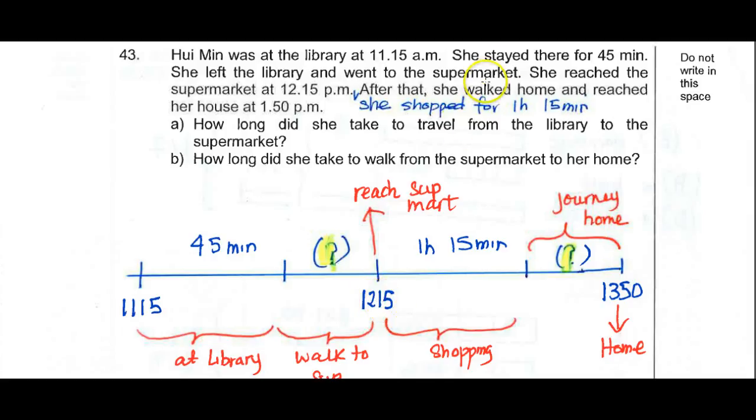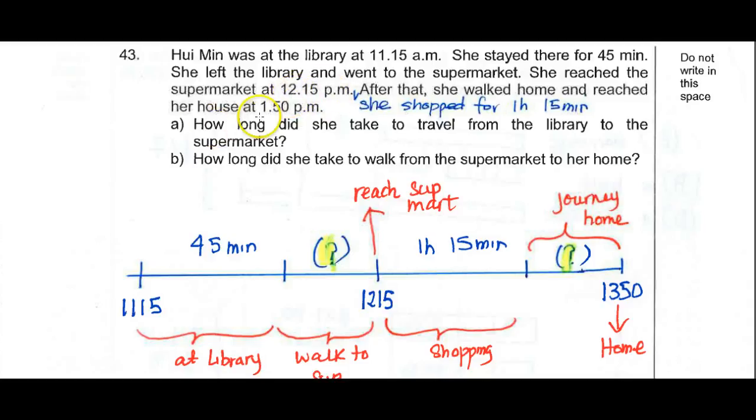After that, she shopped for 1 hour. Sorry, over here was missing. She shopped for 1 hour 15 minutes over here. She went to the supermarket shopping for 1 hour 15 minutes. Then she started to walk home again and reached home at 13:50, which is 1:50 p.m.